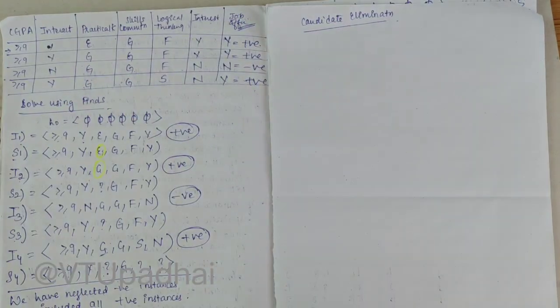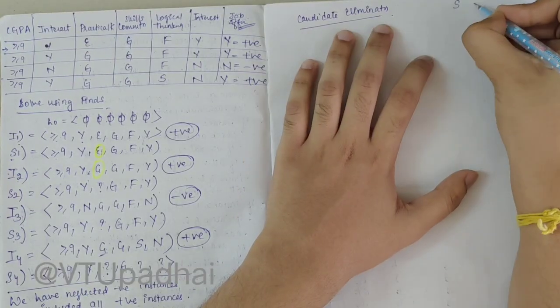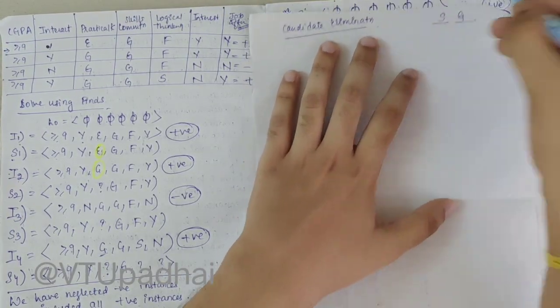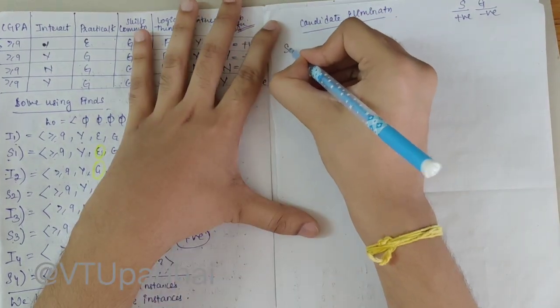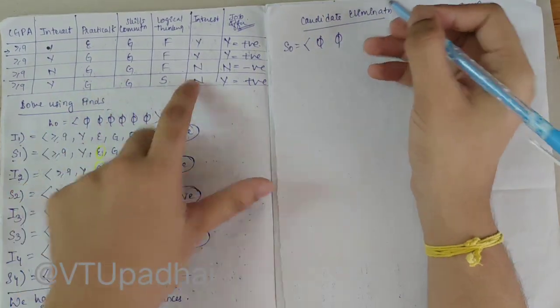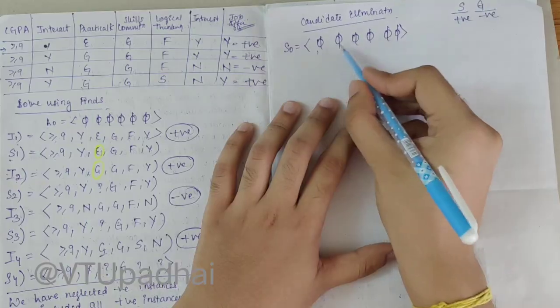They have specified the values here, right? All the data set is being specified here. In candidate elimination, we make use of S and G, the S hypothesis and the G hypothesis. The S hypothesis is for the positive values and the G hypothesis is for when we have negative values. So firstly, we'll start with S naught. S naught being the most specific hypothesis, fill it with phi. So here 1, 2, 3, 4, 5, 6 instances are there, right? 6 values are there. Fill it with 6 phis.